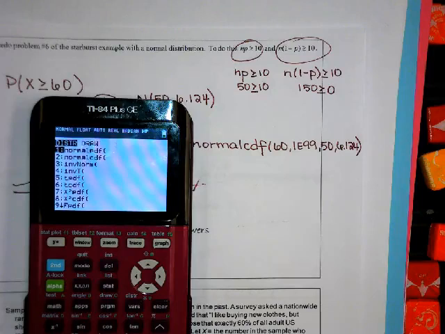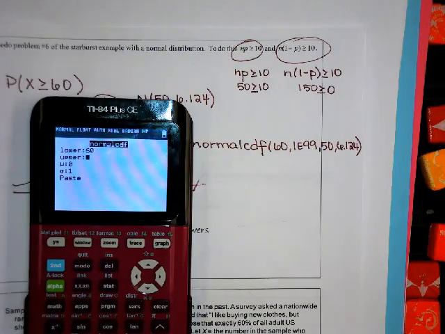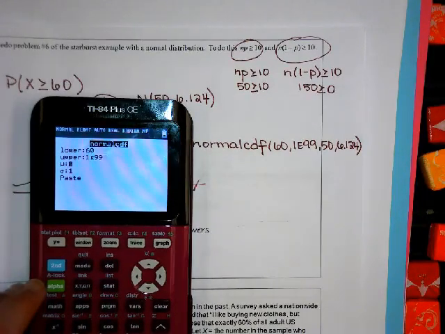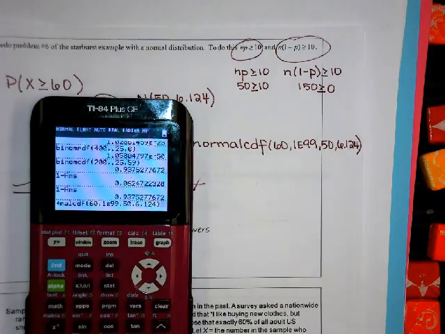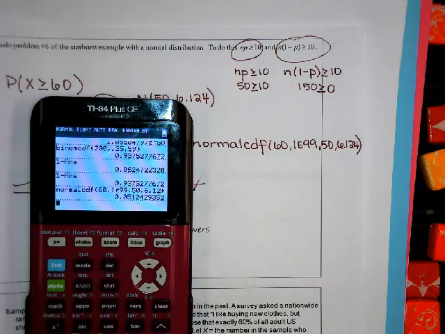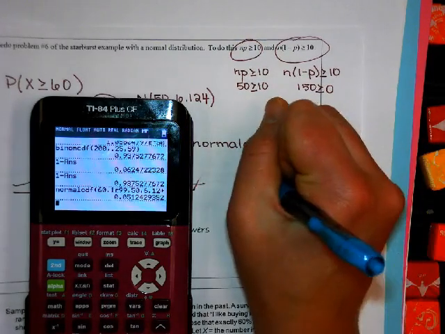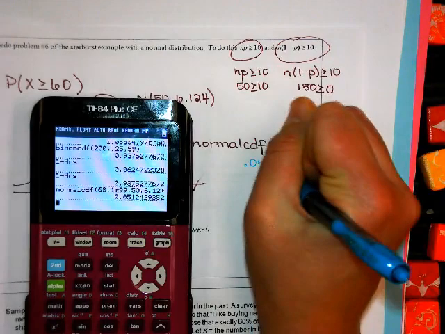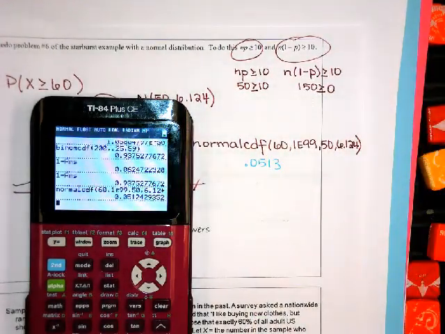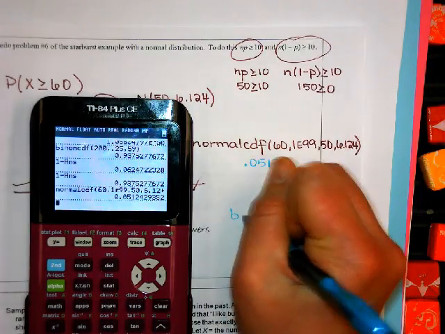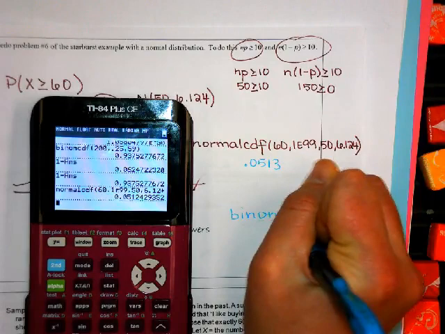What did we get with the binomial distribution? It was on the previous page. 0.06, what was it? 0625? Number 6, very bottom. 0.0625 right here.